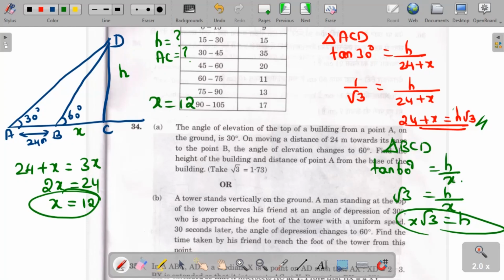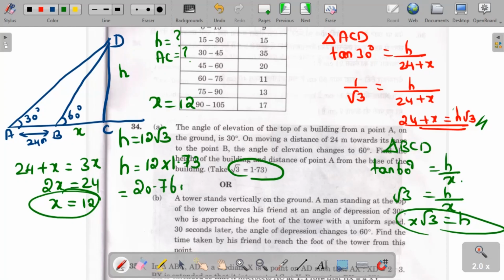Now what is the value of h? H is equal to x root 3. So h is equal to 12 root 3. They gave root 3 is equal to 1.73, which means we need to find the value of h in decimals. So 12 into 1.73, which is approximately equal to 20.76 meters. So now let's find out h value. We calculated it to be 20.76 meters.